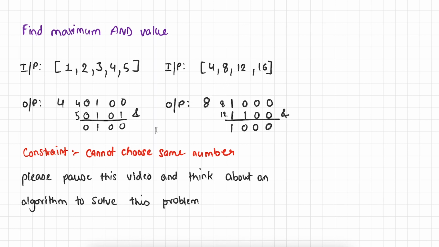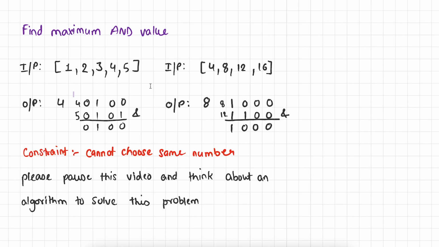There is one constraint in this problem, and that constraint is we cannot choose the same number. It means I cannot take bitwise AND of 4 and 4, or 5 and 5, or 2 and 2. Okay? So this is the one constraint. Now I hope you understand this problem really well.